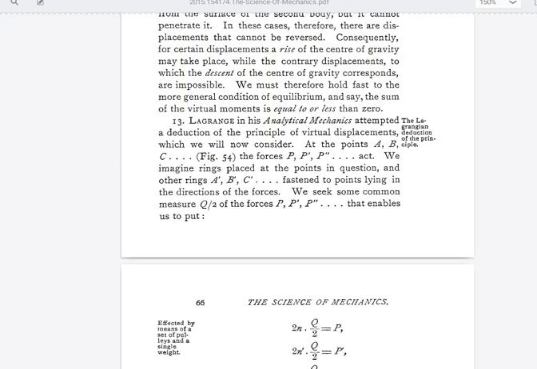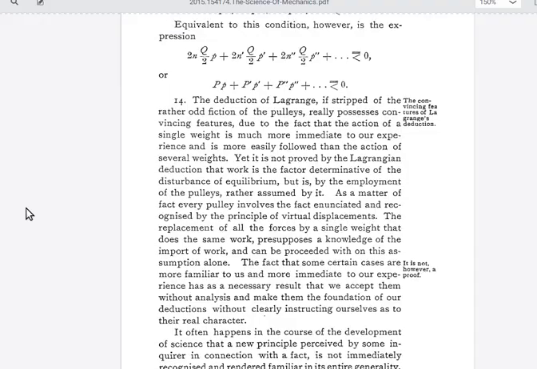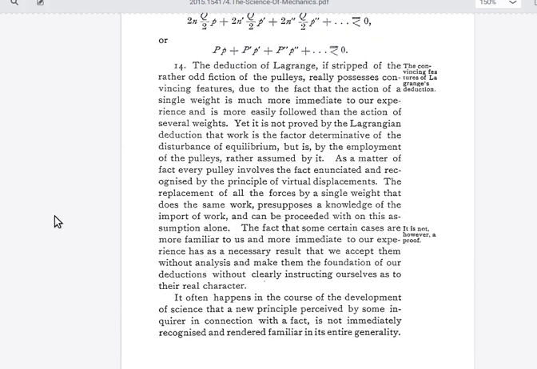The deduction of Lagrange, if stripped of the rather odd fiction of the pulleys, really possesses convincing features, due to the fact that the action of a single weight is much more immediate to our experience and is more easily followed than the action of several weights. Yet, it is not proved by the Lagrangian deduction that work is the factor determinative of the disturbance of equilibrium, but is, by the employment of the pulleys, rather assumed by it.